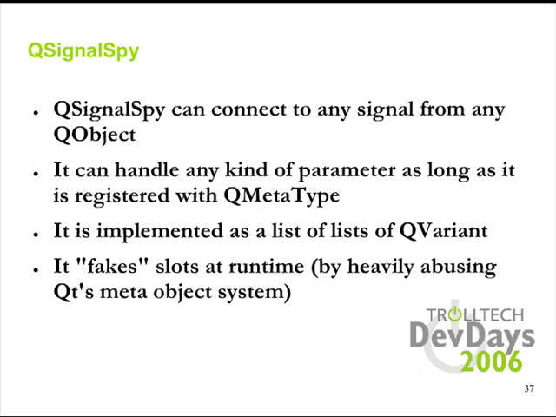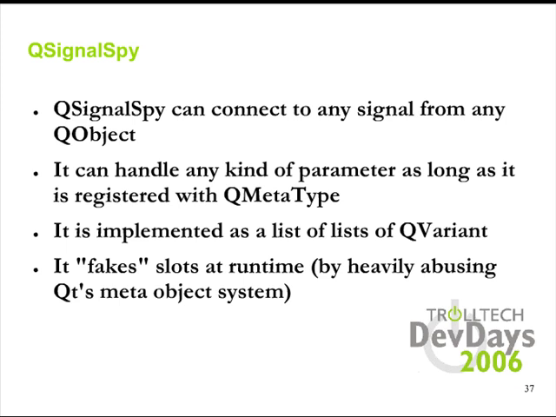Now comes my favorite class. Not only because I wrote it, it's very useful. QSignalSpy. You know we have signals and slots in Qt. And to debug them, it was always quite tedious, because if you test something, you have to create this little object, you have to connect to that, you have to count how often this was executed, you have to store the arguments and so on.